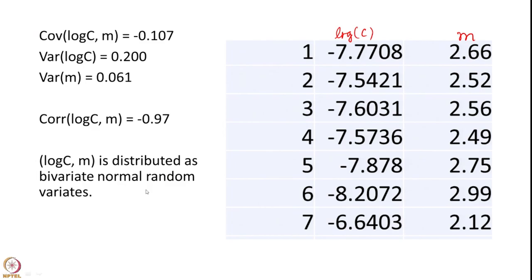They are jointly distributed, because the covariance is not 0, and therefore the two random variables are not independent. They are dependent random variables, and they are jointly distributed random variables.